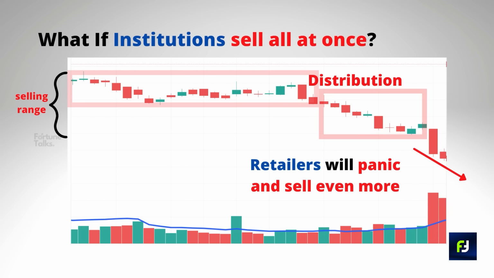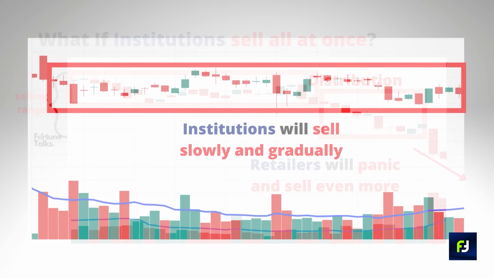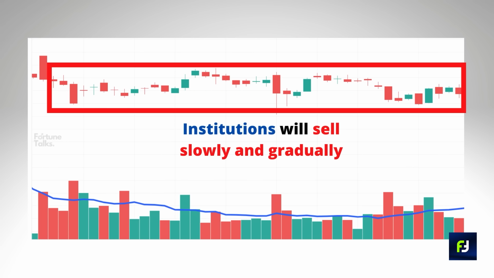This will further induce panic in the retailers who will further start selling. And because of this extensive selling, the prices would even drop further. And the institutions will not be able to sell at the desired price that they want. And this would directly affect their profits really badly. Being smart, they would sell the shares in small quantities slowly and gradually and generate the ample liquidity to sell at the desired price that they want.